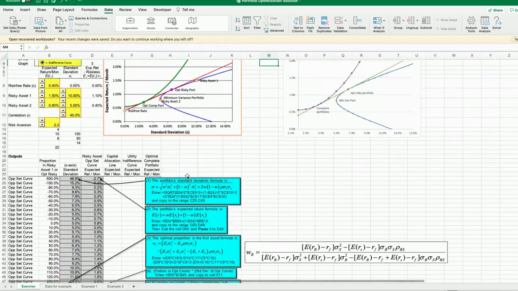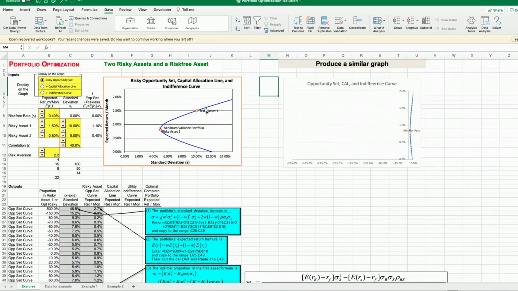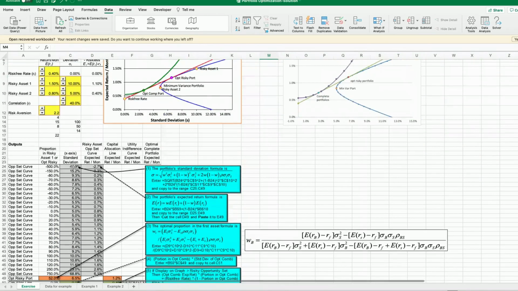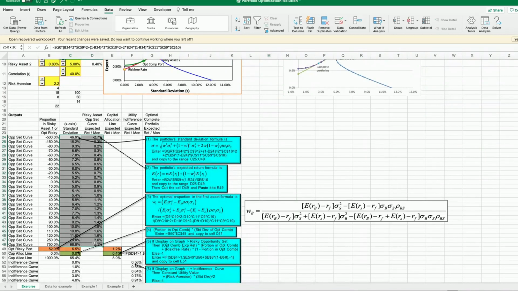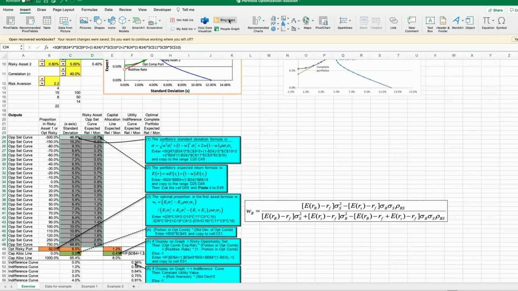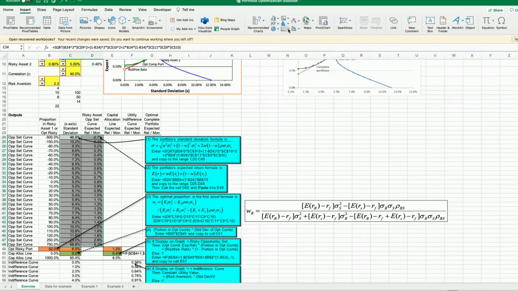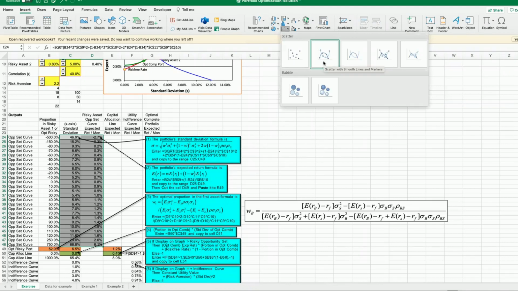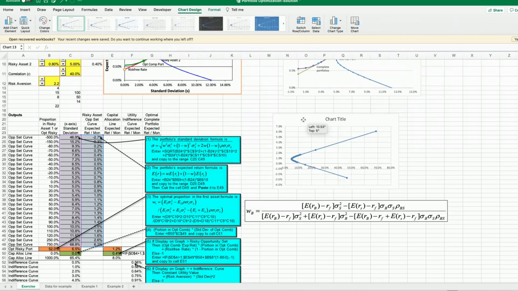To do the graph, I want to do it in an intuitive way. So we want to first start by plotting the risky opportunity set and then add each of them one by one. The opportunity set is defined by all of these efficient portfolios here. So we have 25 efficient portfolios. We want to plot them, insert the charts to be selected. I think it will be the scatter plot with smooth lines and markers. Right, we can just put it here, make it larger.